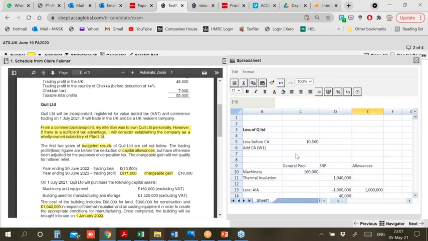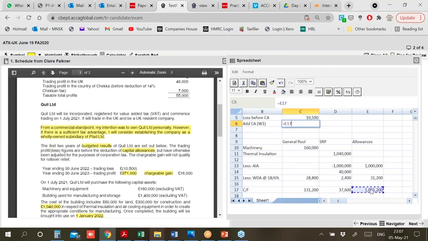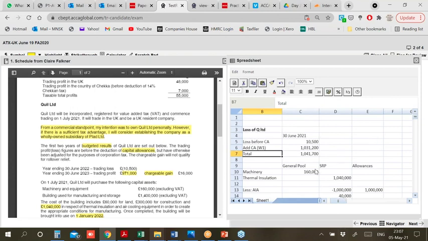Now, the loss of Q Limited, and that is for 30th June 2021. Before capital allowances, it was this amount, and the capital allowances are this. So total loss will be this plus this. Now I know the loss of Q Limited for the year. Now the next step is to figure out how much loss it shall surrender to P Limited so that its tax liability will become zero without losing the advantage of the double taxation relief.